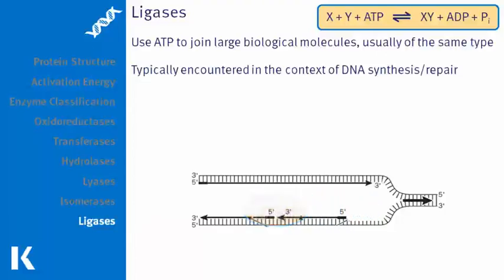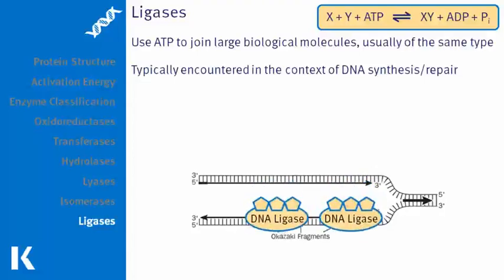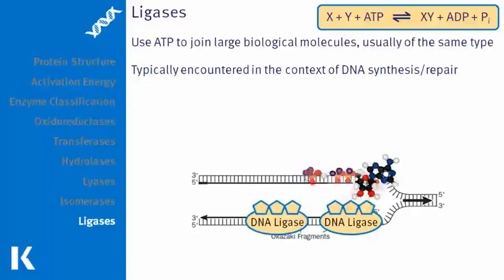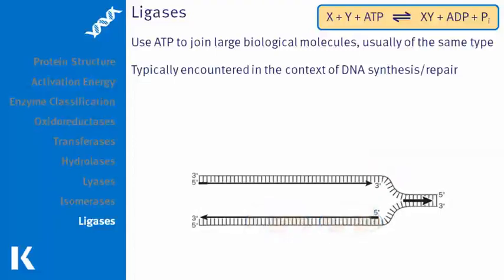Once DNA polymerase is done synthesizing these fragments, DNA ligase descends upon the lagging strand. Using the energy from ATP, the fragments are fused together to create a whole daughter strand. It's important to note here that while other enzyme classes can hydrolyze ATP, ligases are the only class of enzyme that absolutely needs ATP to function.